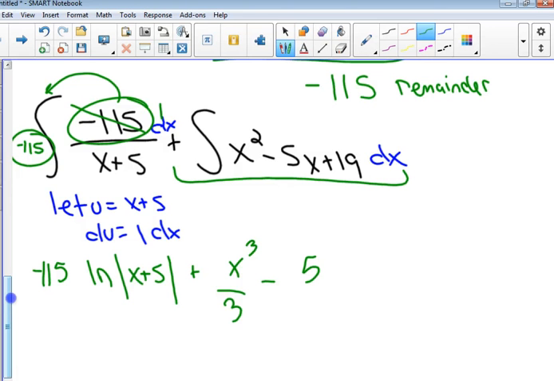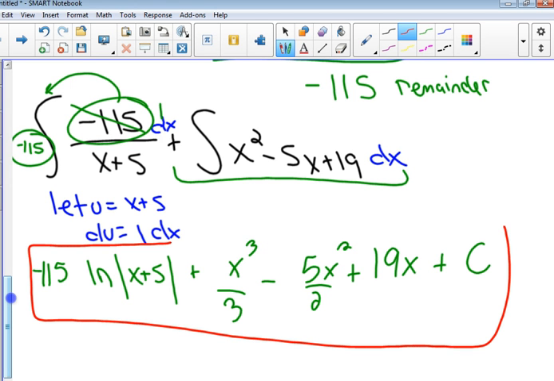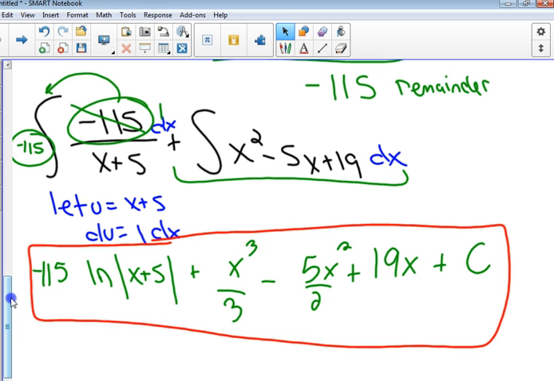Minus 5x squared. Good. Plus 19. Perfect. All right. One other thing we need. Plus b. Good. So this is ugly. This massive thing. And what does that tell me? That tells you what the integration of.